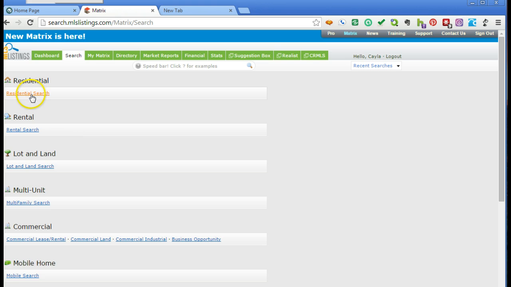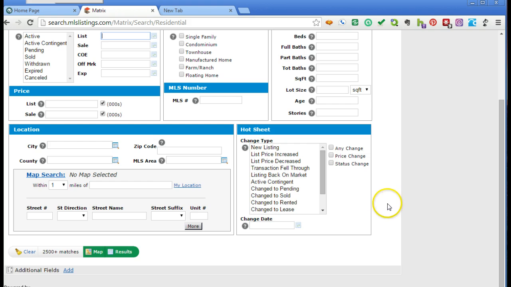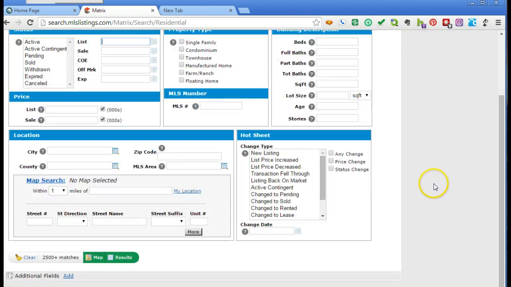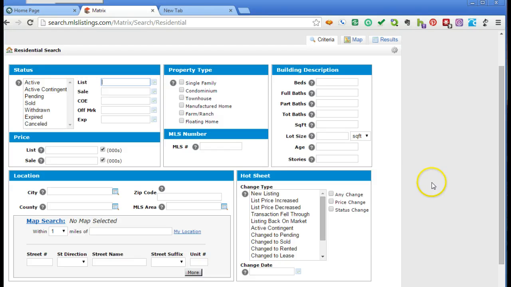So we're going to click on residential search. And I'm going to scroll to the bottom, and this is the basic search that you get. And by the way, of the many things you need to learn, this is one of them. Of the many different component parts to become a successful real estate agent, one of the things you're going to have to learn is how to use the MLS. The better you are at finding things on the MLS, the more business you're going to do.